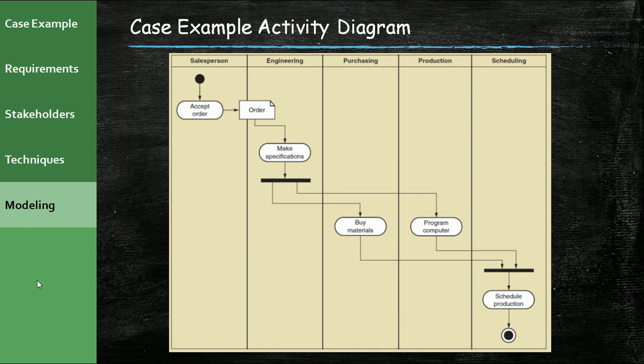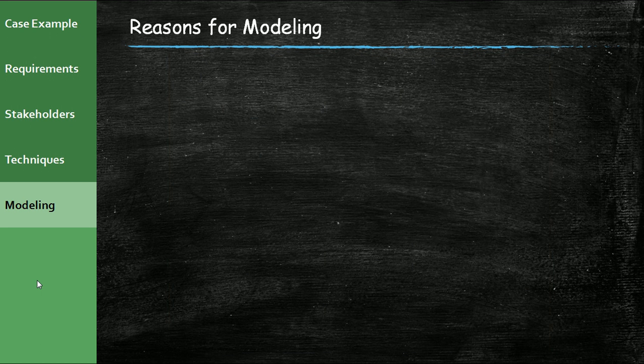Here's another example of an activity diagram. This one's a little different because it has some concurrency. We've got buying materials and programming the computer happening at the same time. So you can see a split and then a join. This is an example where you can see a split and a join in an activity diagram.